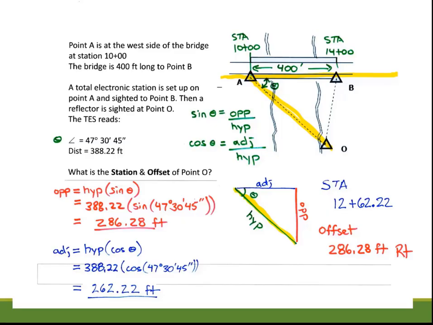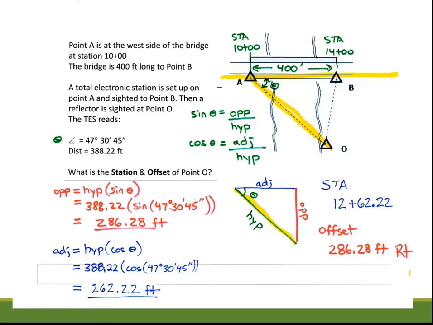However, we should also be aware that the offset will have a direction. In this case, it's 286.28 feet to the right. If I'm looking in the forward direction from A to B, the direction of increasing stations, then this point O is offset to the right.